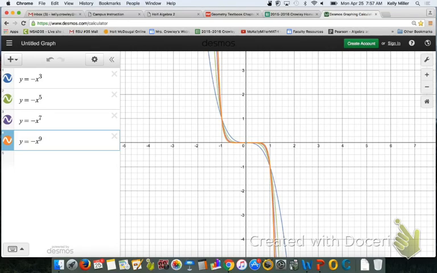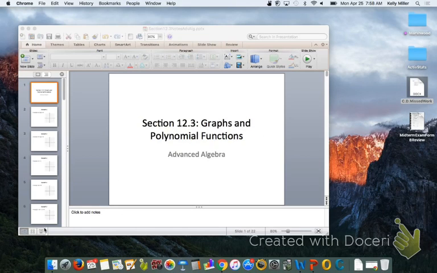Negative or positive? Negative or positive what? The leading coefficient, right? That A, whatever's in front. Okay, so here we go.